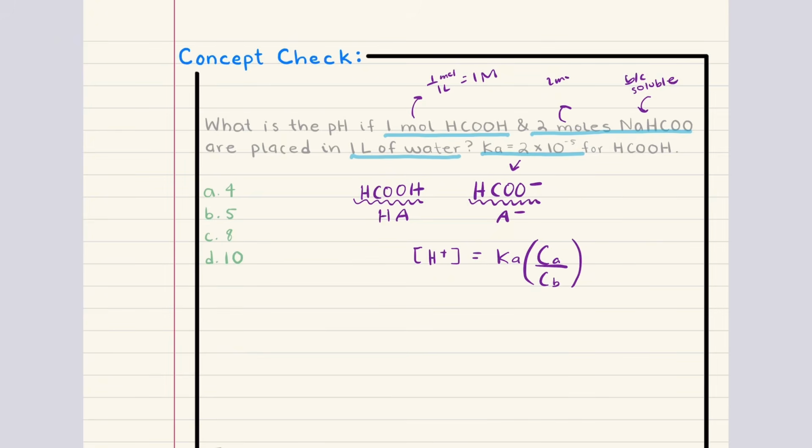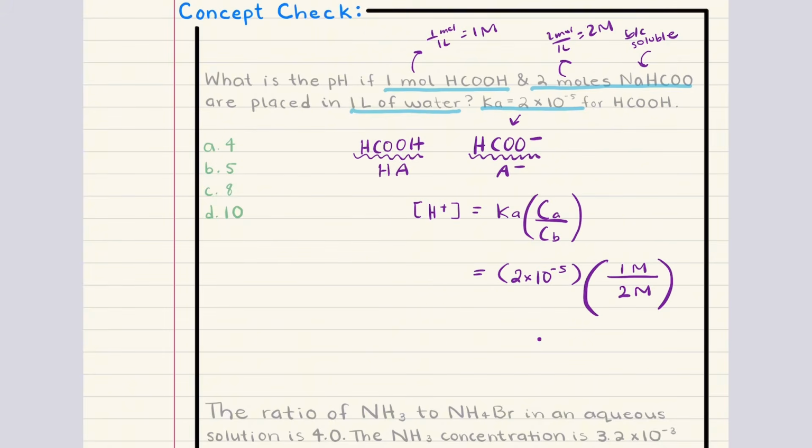Substituting that into our equation gives us that the hydrogen ion concentration equals 2 times 10 to the negative 5 multiplied by 1 over 2, which is 1 times 10 to the negative 5. Converting to pH, the negative log of 10 to the negative 5 is 5. So the pH is 5, and the correct answer for this problem is B.